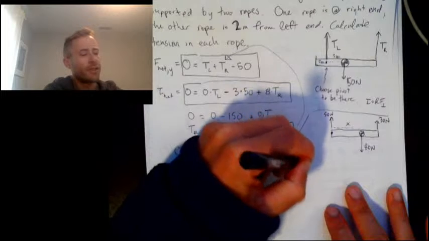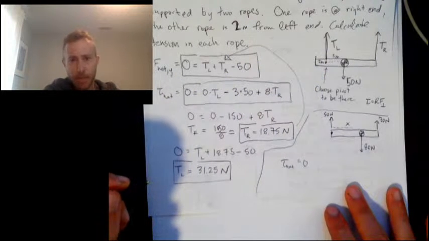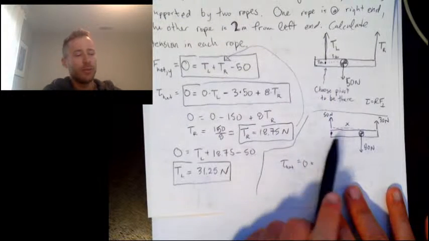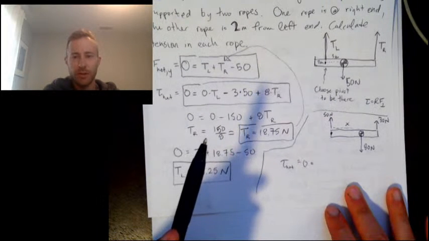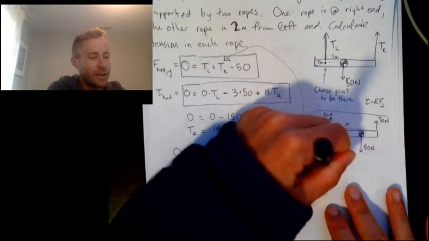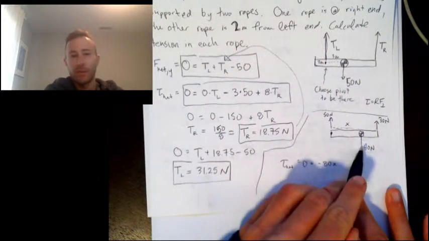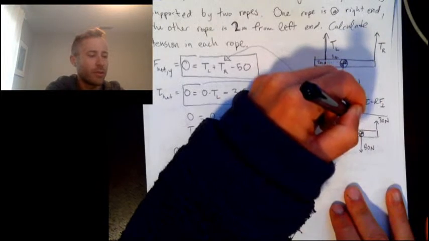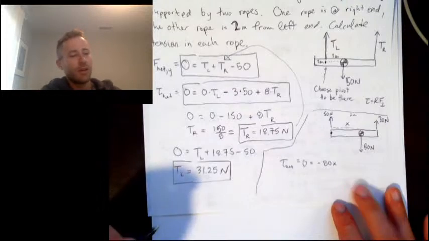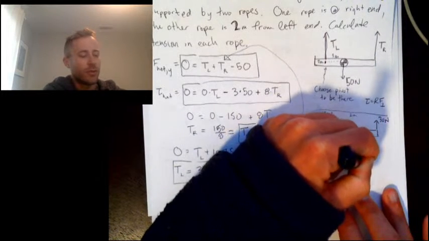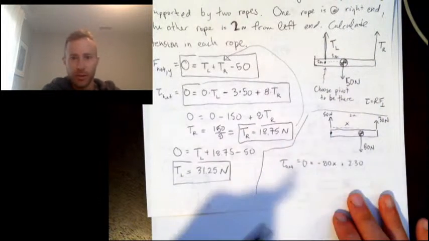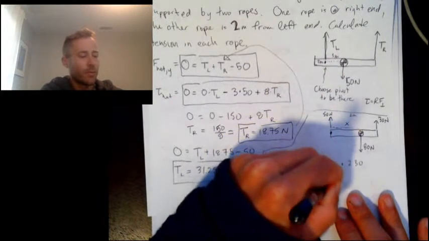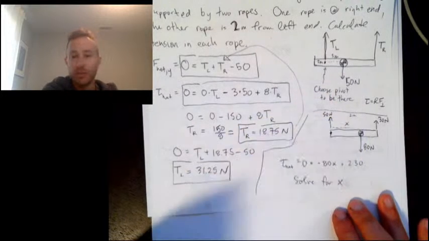Setting the net torque equal to 0, we get 0 torque from the 50 Newton force. We get minus 80x from the gravitational torque. I didn't give the total length, so let's say the total length is 2 meters all the way across. And then we have plus 2 times 30 for the other torque. See how using this equation we can solve for the location of the center of mass.